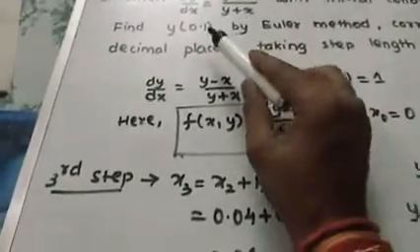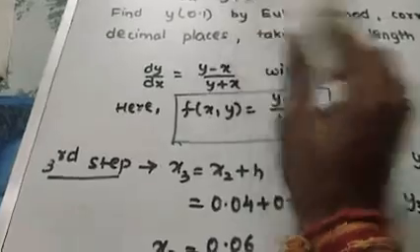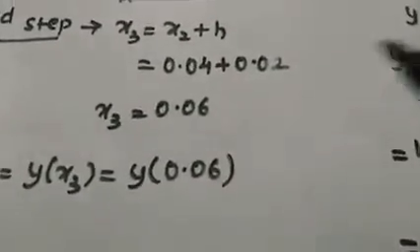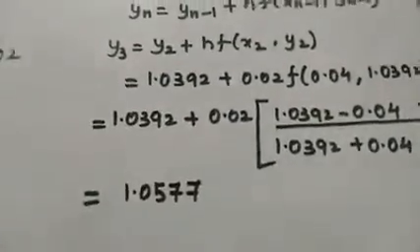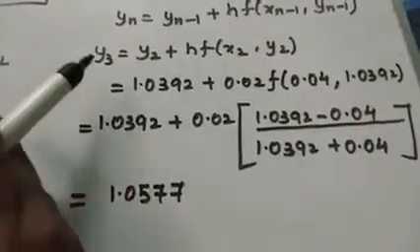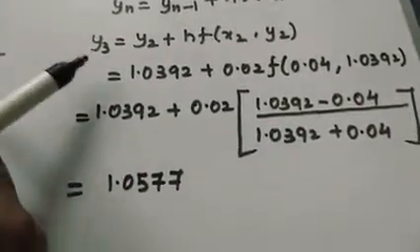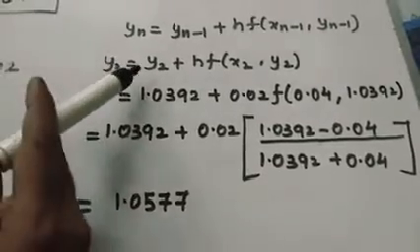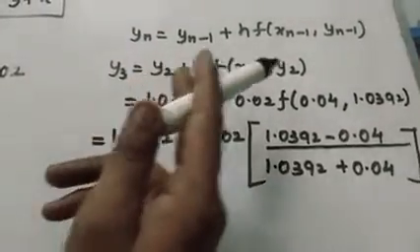But what does the question demand? y of 0.1. Still not reached, so we have to proceed further. For that we need the value of y3. I've just calculated this part, it's similar to the earlier one. So putting n equals 3, y3 equals y2 plus h f of x2 comma y2.